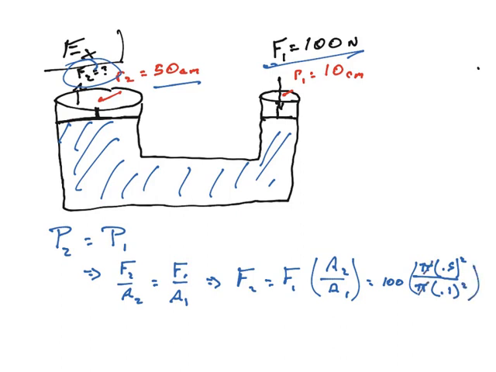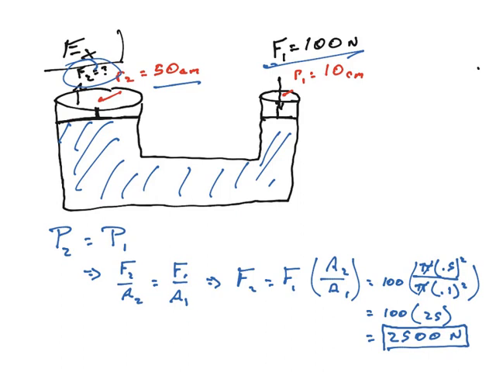The pi's will cancel out here. And we get 0.5 squared over 0.1 squared, which is 25. So it's 100 times 25, or 2,500 newtons. So, what does this tell me? This tells me if I look at the small piston, I push on it with 100 newtons, then the big piston will lift up with a force of 2,500 newtons. 25 times as much force.